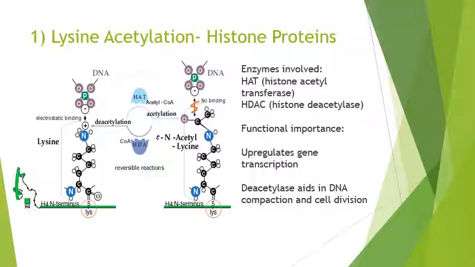So in your DNA compaction, since your DNA is negatively charged, the positive charge of the lysine residues of your histones creates an ionic bridge between DNA and your histone proteins to compact it. So the acetylation of your lysine will remove the positive charge, and this is functionally important, as the acetylation of your histone proteins upregulates gene transcription, and this is mediated by histone acetyltransferase. The reverse of this process, the deacetylation mediated by histone deacetylase, aids in the DNA compaction in cell division, and this is most prominent in the prophase 1 of your cell division.